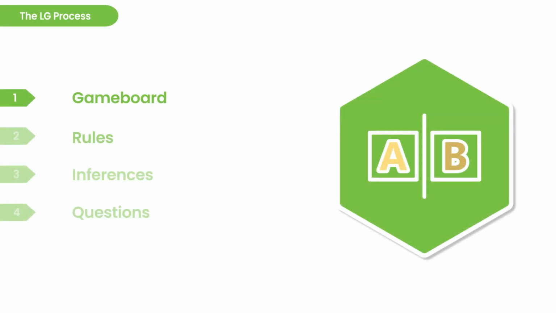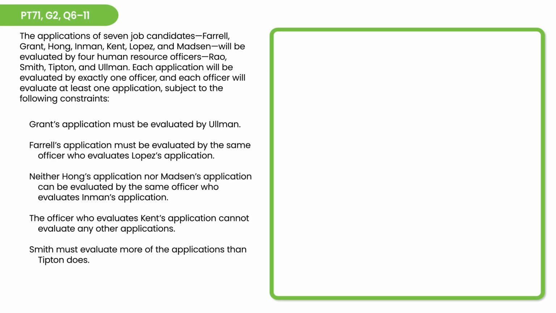Step one in our process is to start with the game board. Inside of the scenario, that initial paragraph, we have information. Seven job candidates, F, G, H, I, K, L, and M, will be evaluated by four human resource officers, R, S, T, and U. It's important to note that we have more job applicants than human resource officers, but essentially we've got these two variable sets. It's hard to say exactly what's going to happen with them.